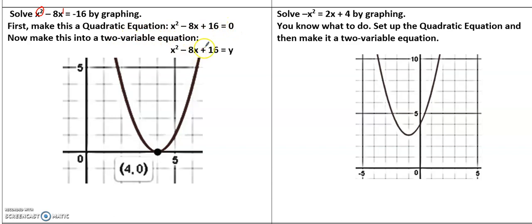Now we're going to make this a two-variable equation. Instead of 0, we're going to make it y. And then we're going to look for the places where y is 0 on our graph. So I type this function. Why is it a function? It's got an input and an output. I type that into Desmos, and look at this one. There's only one x-intercept, which happens to be the vertex, right?